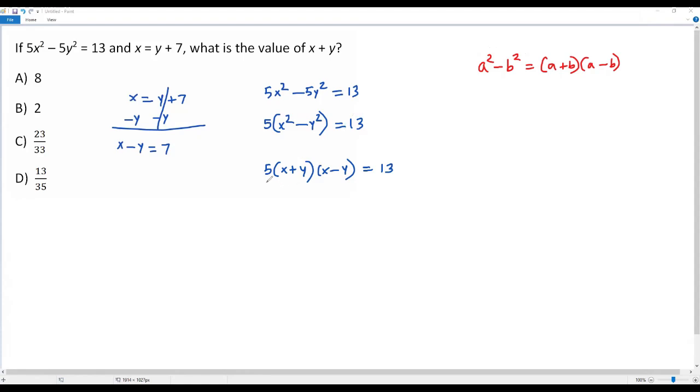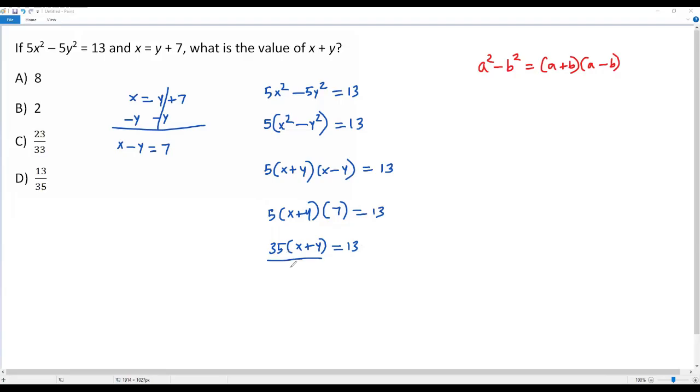Okay, here in this equation, we have the value for this x − y. Already we got it, that is 7. So now we can plug in 7 for this x − y. Then we get 5 times (x + y) times 7 equals 13. Here we can multiply this 5 and 7. 5 times 7 is 35. That is 35 times (x + y) equals 13.